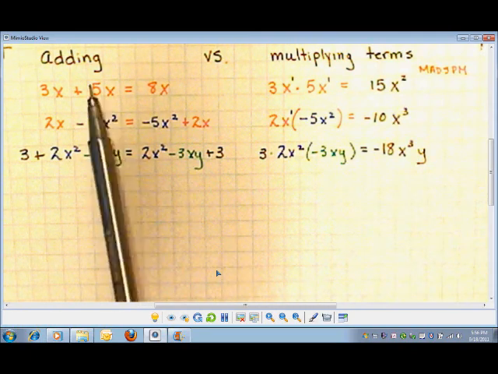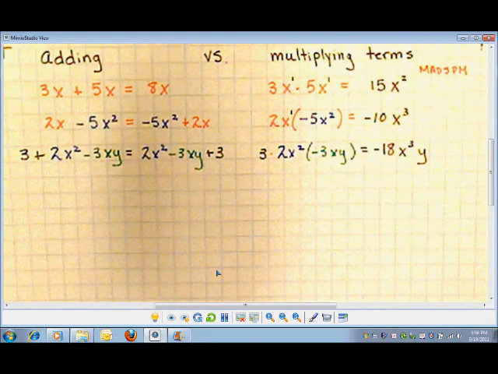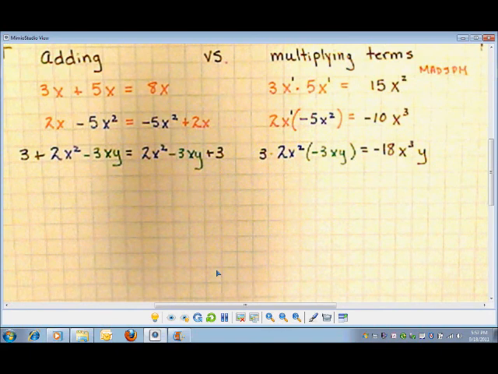So we have to be careful when we're adding terms and multiplying terms. Because we're doing different operations, different rules apply.